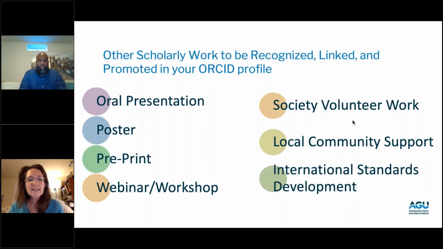Randy, I see preprint server here. I'm wondering if you can share information about our ESSOAr preprint server. Sure. So we have the Earth and Space Science Open Archive, a preprint server called ESSOAr, and it requires ORCIDs for all contributors so that anything that is deposited in that preprint server can be recognized and people get credit for their contributions.